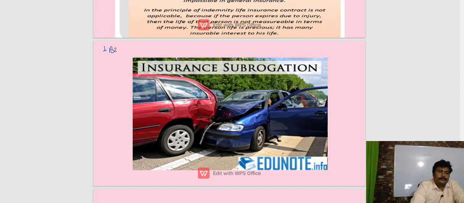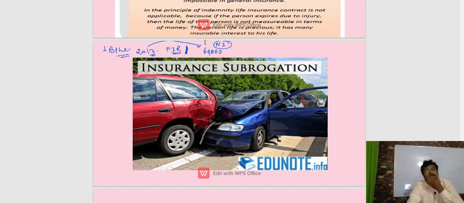Suppose you have one bike. Someone stole your bike in 2017. You filed an FIR, and after a few months you did not get your bike back. So you go to the insurance company. As per the clause, you demand the money back. The insurance company paid money as per the contract. Suppose the insurance company, say National Insurance, paid 60,000 rupees to you.